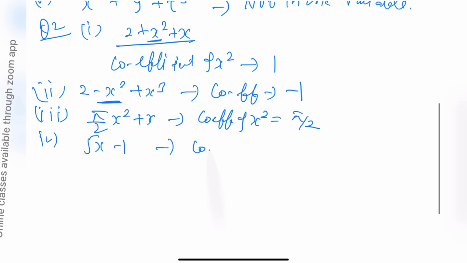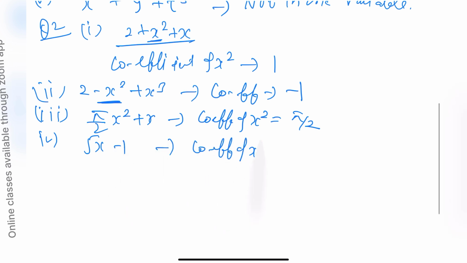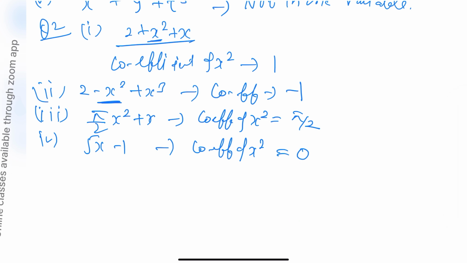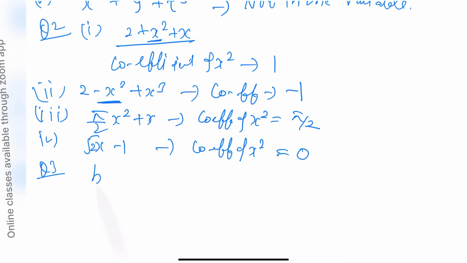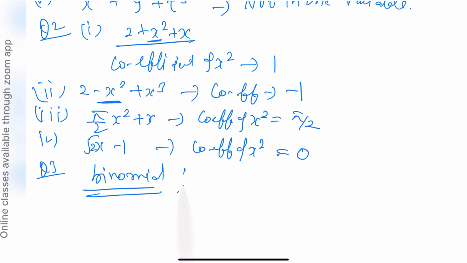Fourth is root 2x minus 1. So here coefficient of x square is 0 because we don't have any term of x square. Question number 3 is give one example each of binomial of degree 35 and a monomial of degree 100. Binomial means which have two terms.